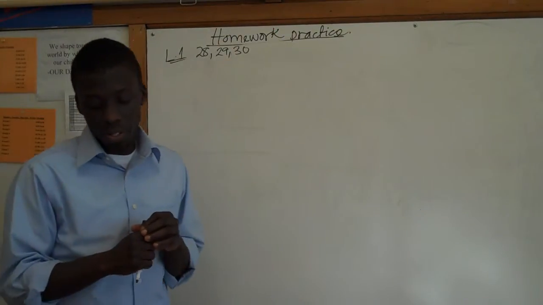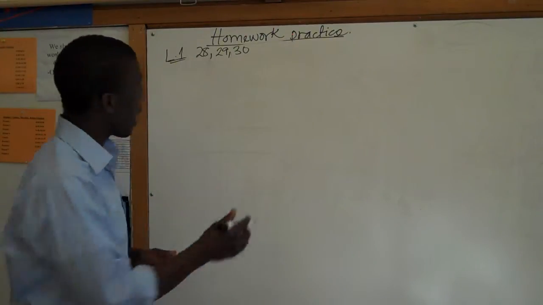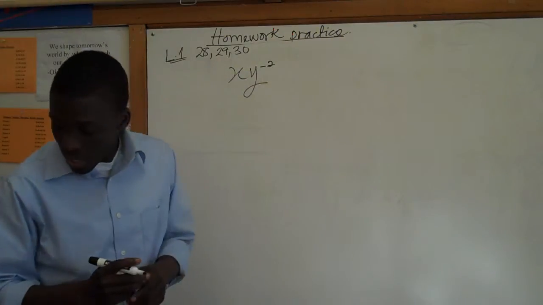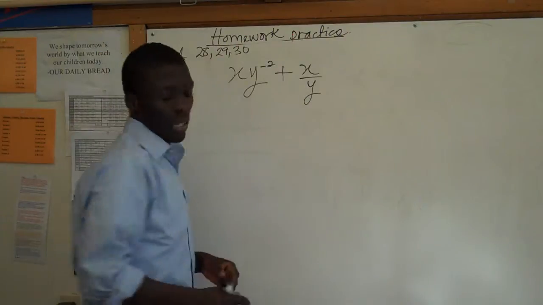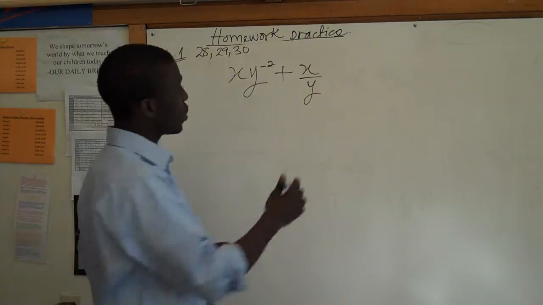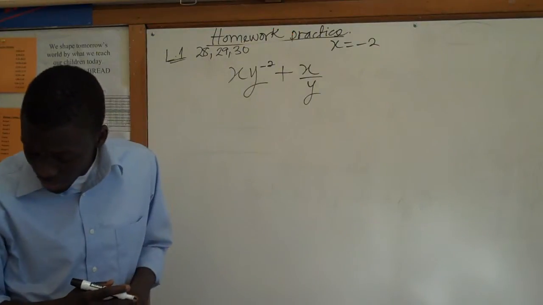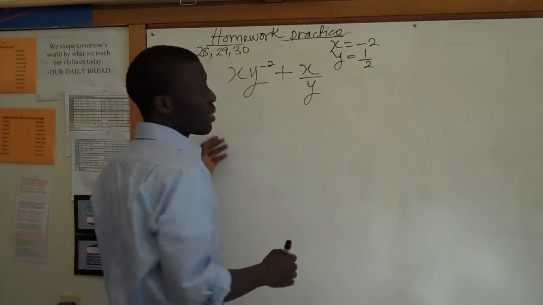Three quick problems here. Number 28 is asking us for the value of x over y squared, plus x over y. Now they give us a value for x, which is x is equal to negative 2, and the value for y is equal to a half. And so we have a value for x and a value for y.